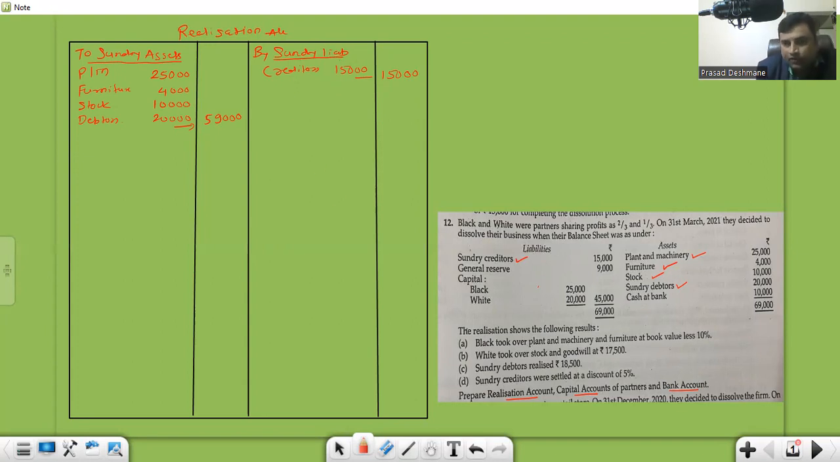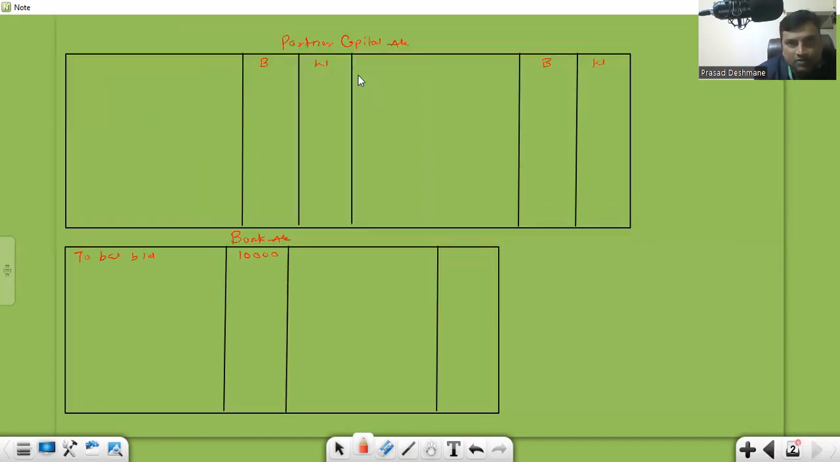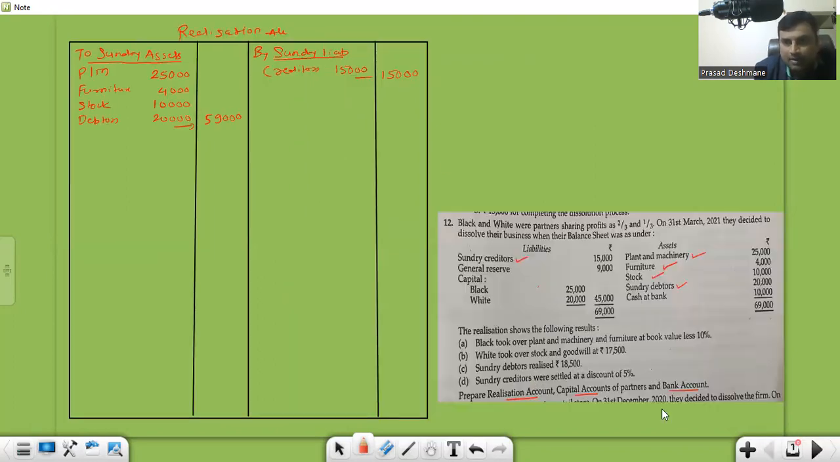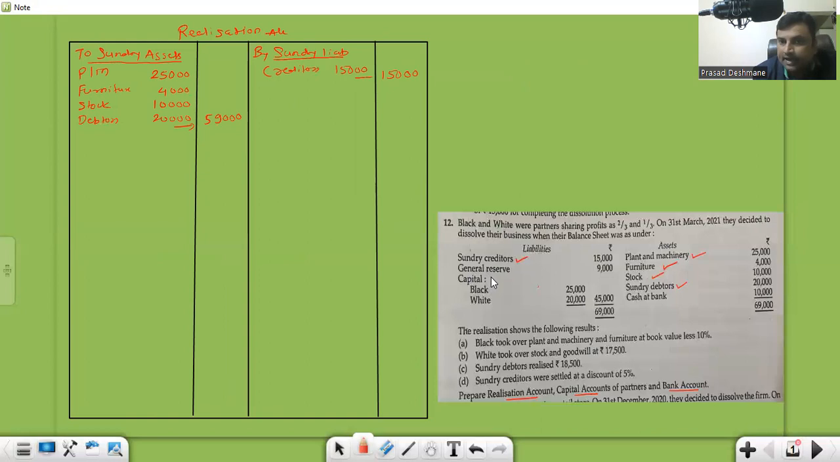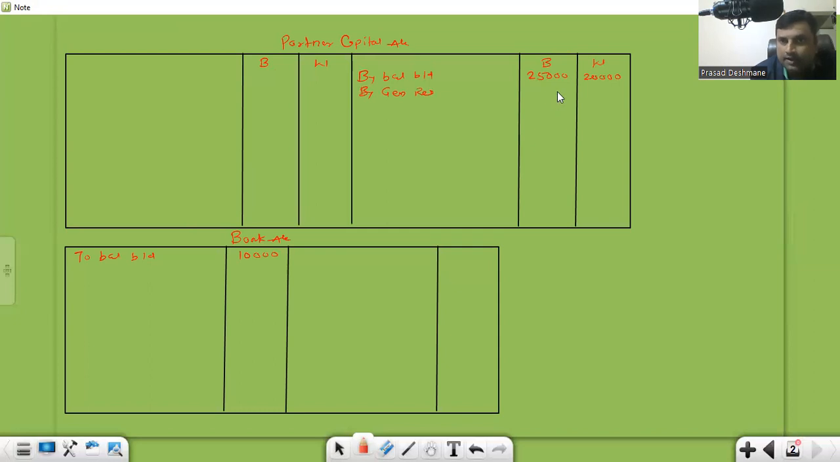Where am I going to record the capital? I'll record it in the capital account, by balance brought down. Check what capital balances are provided to us: 25 and 20. And then by general reserve as well. Why on the credit side? Because it is given on the liability side, right? When it is given on the liability side, it goes on the credit side, correct? In the capital account, 9,000 in the ratio of 2:1. If I split 9,000 in 2:1, I'll get 6,000 and 3,000.